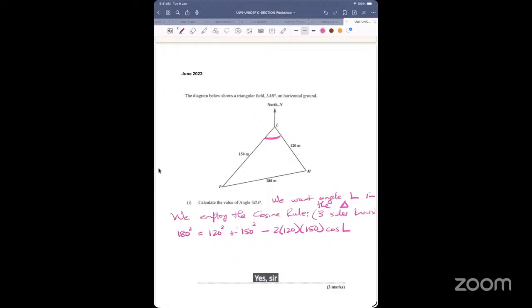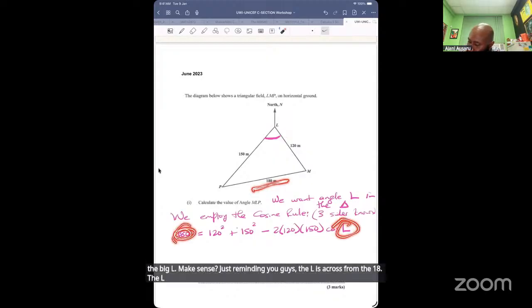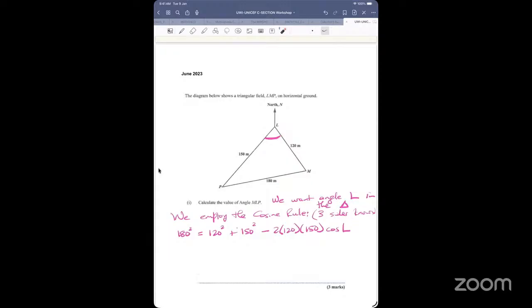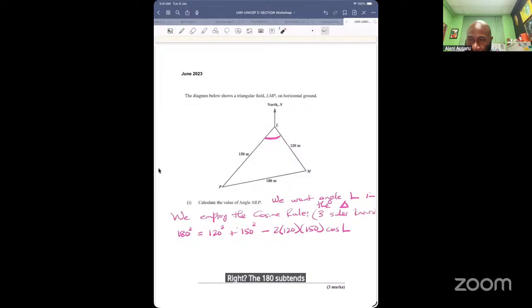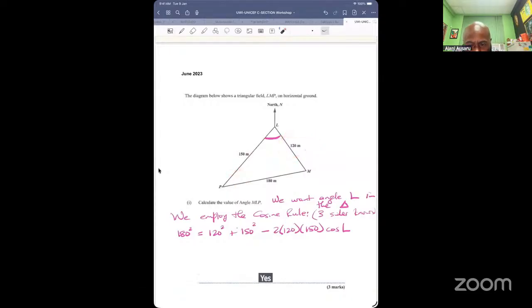Just reminding you, the L is across from the 180. The 180 subtends the angle L. The 150 corresponds to this M, and the 120 corresponds to the P, correct? Yes, sir. So in this case, this is the formula we use because we start with the 180.